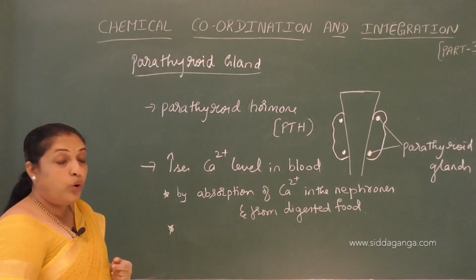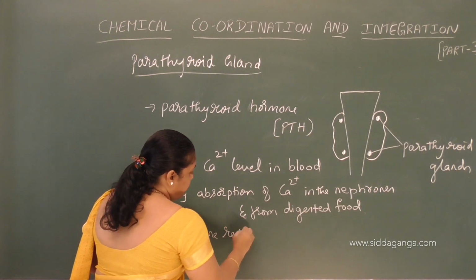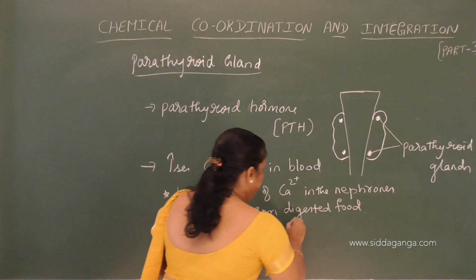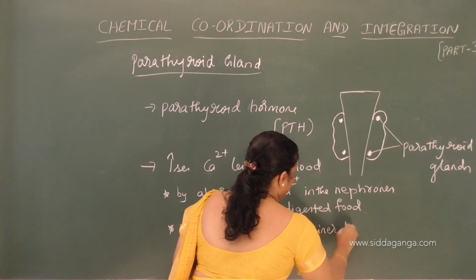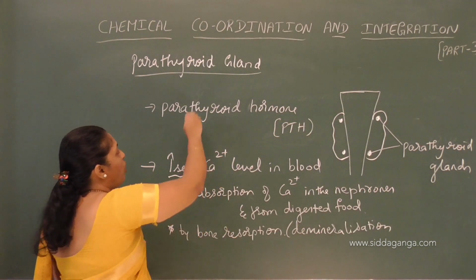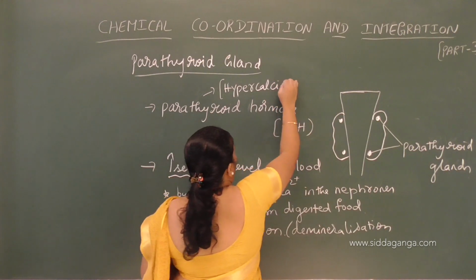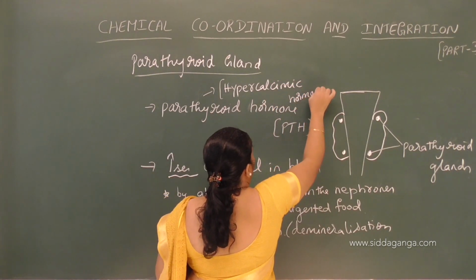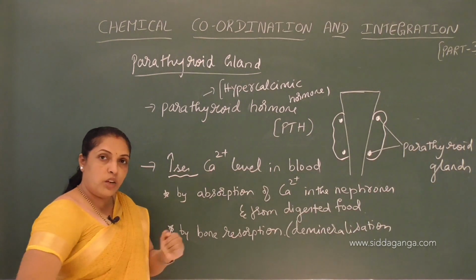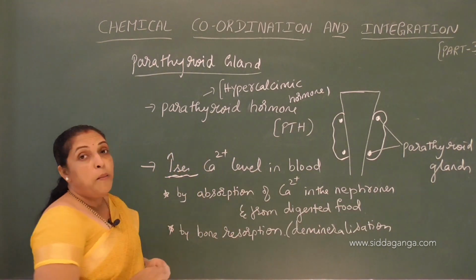and it increases it by bone resorption and demineralization. It increases calcium level in blood. That's why this hormone we can call hypercalcemic hormone. Why is it called hypercalcemic hormone? Because it increases calcium level in blood by absorption of calcium in the nephron and from digested food, and also it leads to demineralization or resorption of bone. That all increases calcium level in the blood.